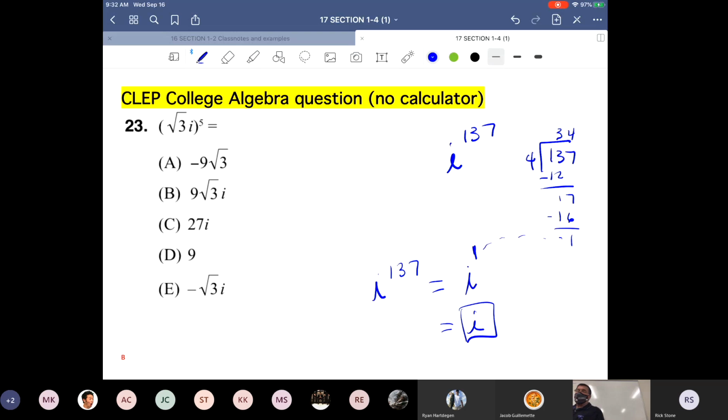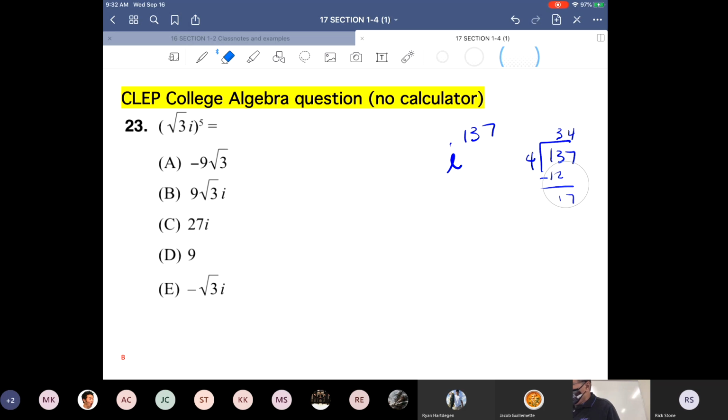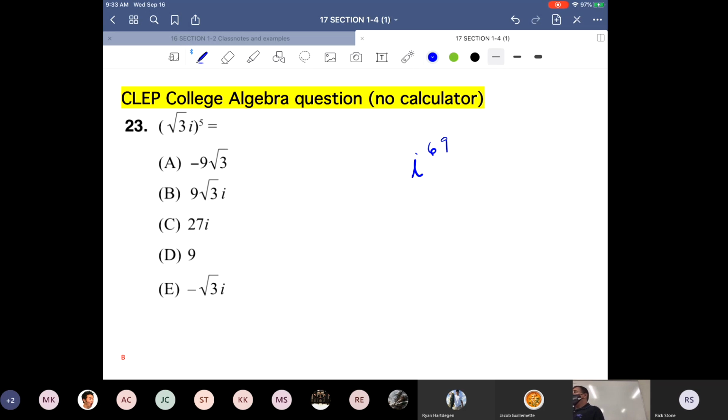Anytime that we have i raised to a power higher than 4, we just take that power and divide by 4 and look at the remainder. So let's try another one here. If I had i to the 69th power, how am I going to determine what that equals? Well, I'm going to take the 69 and divide by 4.